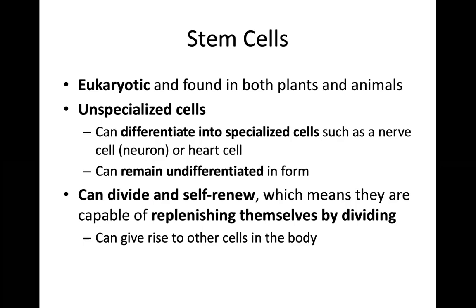Okay, we talked about cells and the cell theory and how cells come from pre-existing cells. So this means that they are capable of replenishing themselves by dividing. And once we finish up with cells and transport, we are going to talk about the cell cycle and mitosis and how cells actually divide. So in turn, this can give rise to other cells in the body. Okay, so stem cells are undifferentiated or unspecialized cells that can become any type of cell.